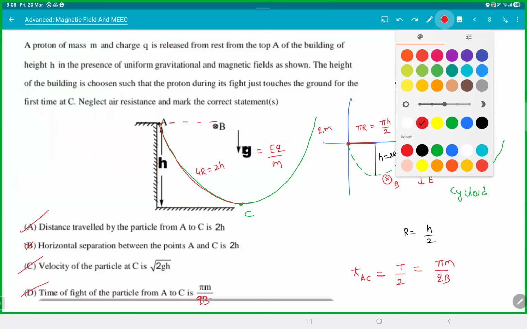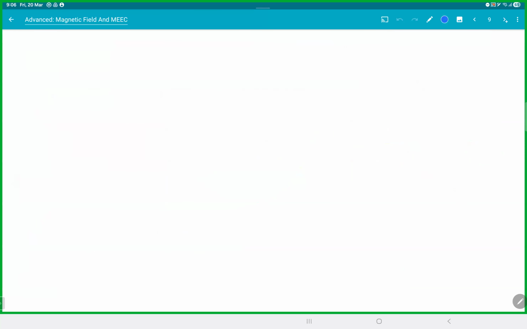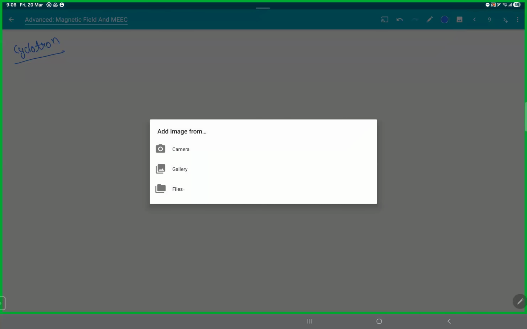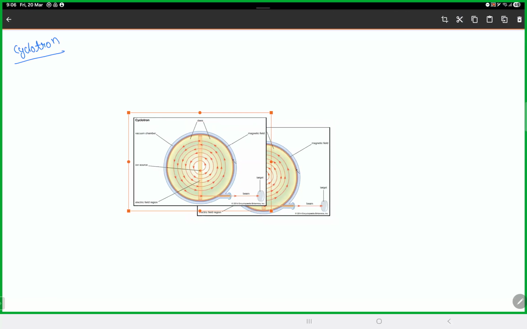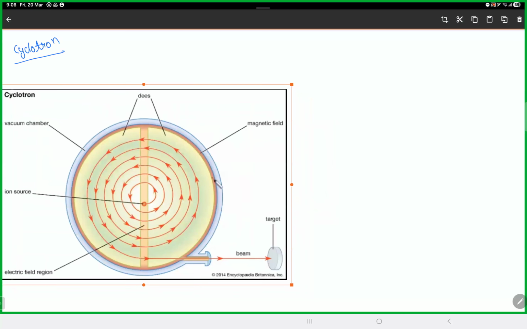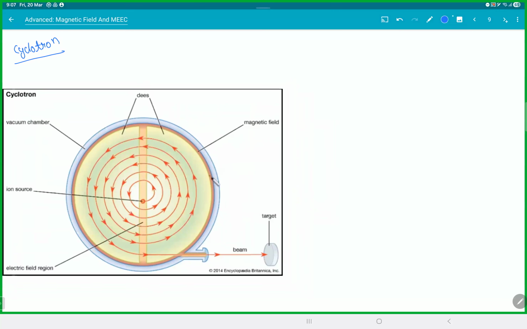Next thing. Now, there is some concept I want to teach you, cyclotron. You guys know this? So what is a cyclotron? I'll just give you a basic idea there. Experiments, this will come under that. So cyclotron technically is not there for mains, but this is the top view of a cyclotron.